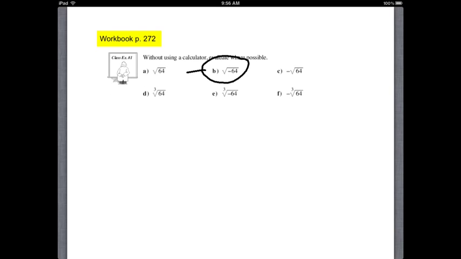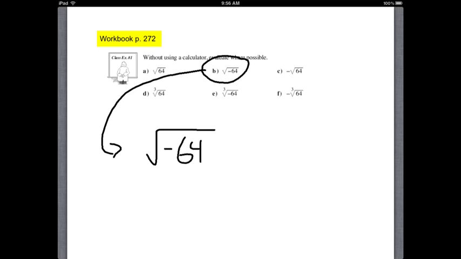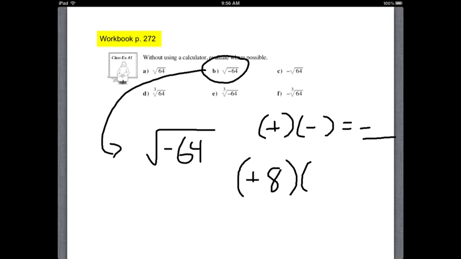For B, this is where things get a bit trickier. Let's take a look at it. We have negative 64. The key to remember is that in order to get a negative number, you're going to have to multiply a positive number times a negative number to get a negative answer. Here's the problem. With negative 64, we'd need a positive 8 and a negative 8 multiplied together.